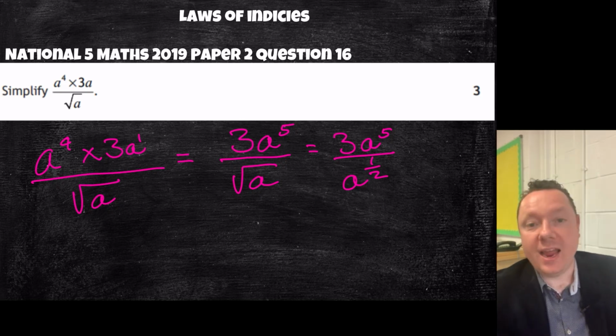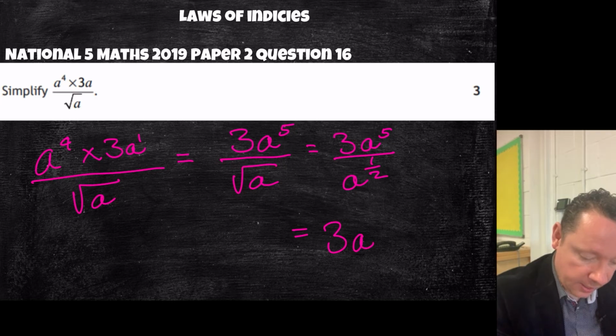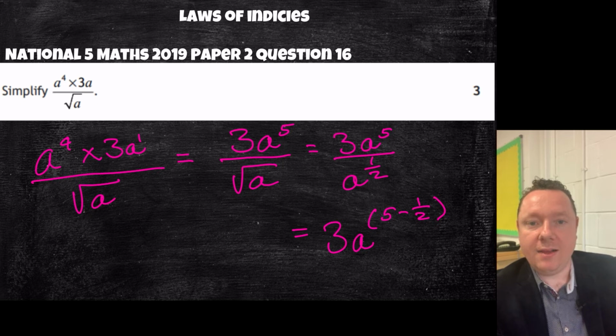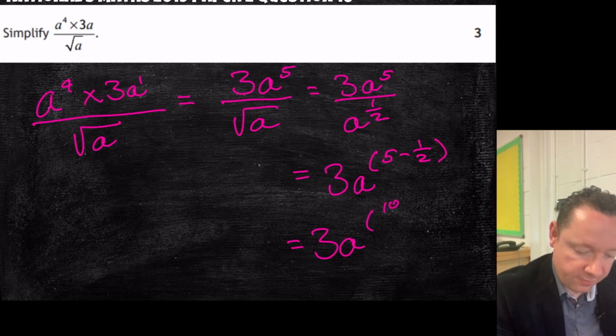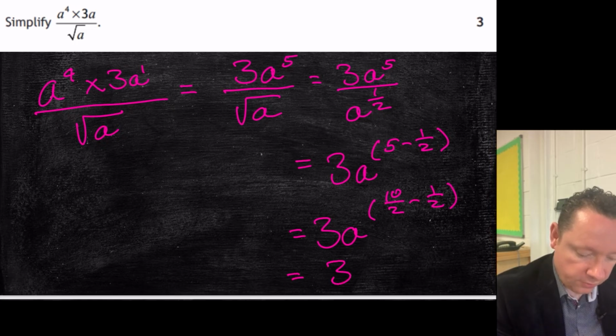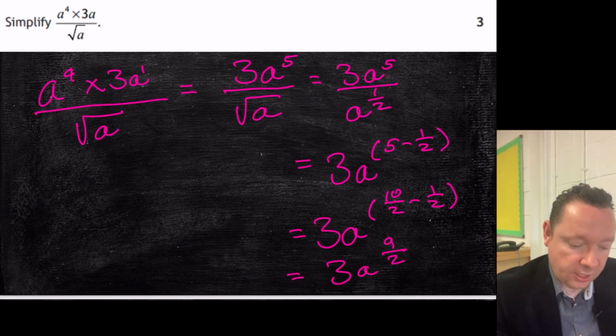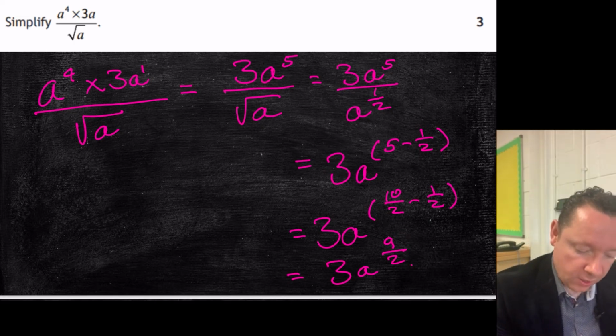And now I'm dividing indices, so I can take away the powers. So that is 3a, and it's going to be 5 minus a half that I need to do. Now 5 minus a half, I want it all in fractions. And you might know this already, but 5 is 10 halves minus 1 half to be very clear. So that gives you 3a to the 9 halves. Now you could leave your answer like that because it says just simplify. It doesn't say put it back in a root. But if you were to put it back into a root, it would be 3 times the square root of a to the power of 9 as your final answer.